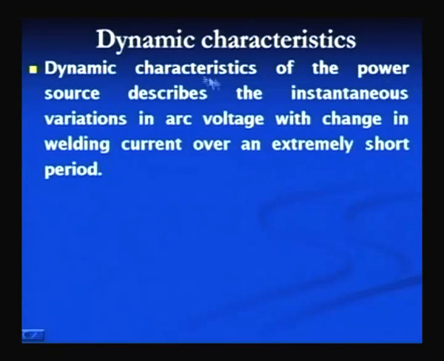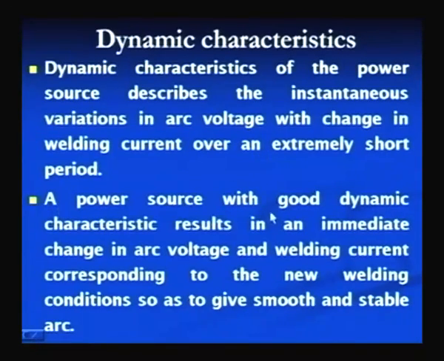So, the dynamic characteristic of the power source describes the instantaneous variation in the arc voltage with a change in welding current over an extremely short period of time. A power source with a good dynamic characteristic results in immediate change in the arc voltage and welding current corresponding to the new welding conditions, so as to give a smooth and stable arc.